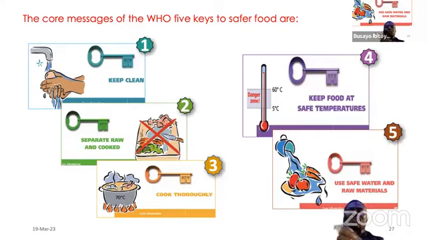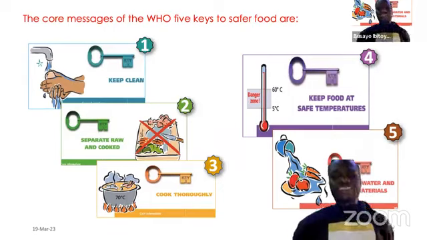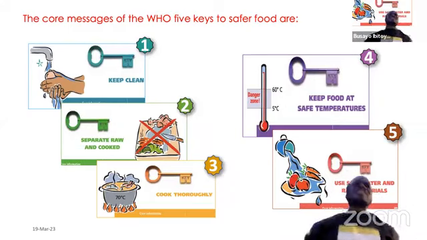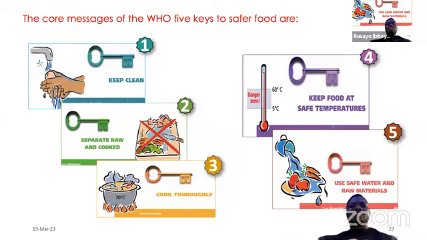Number 4 key is that we have to keep food at safe temperature. Food that are meant to be eaten immediately should be kept at least at 60 degrees Celsius and above. So if you are not going to eat food immediately, then they need to be refrigerated at below 5 degrees Celsius.